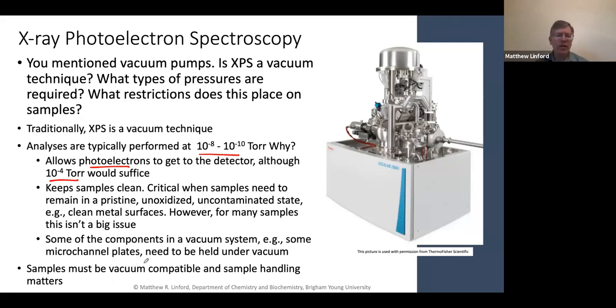What this means is that samples must be vacuum compatible. You can't put a piece of garbage in the XPS if it's going to outgas and ruin your vacuum. It also means that sample handling matters. These are topics that would come up in a more advanced class. What types of samples are vacuum compatible?